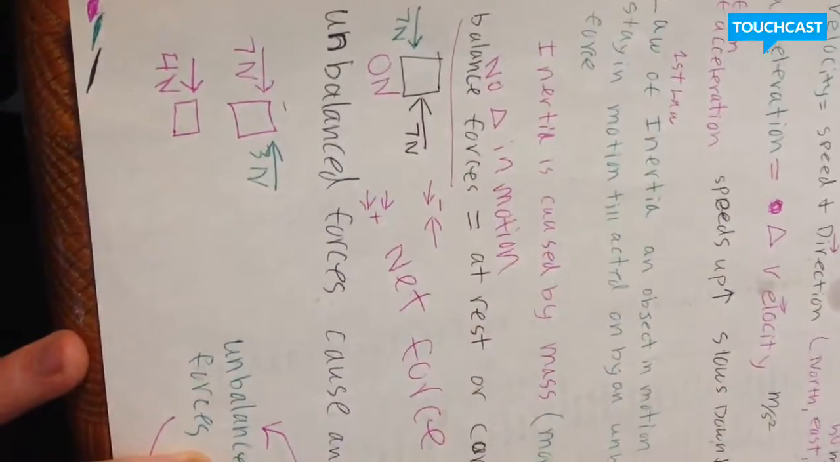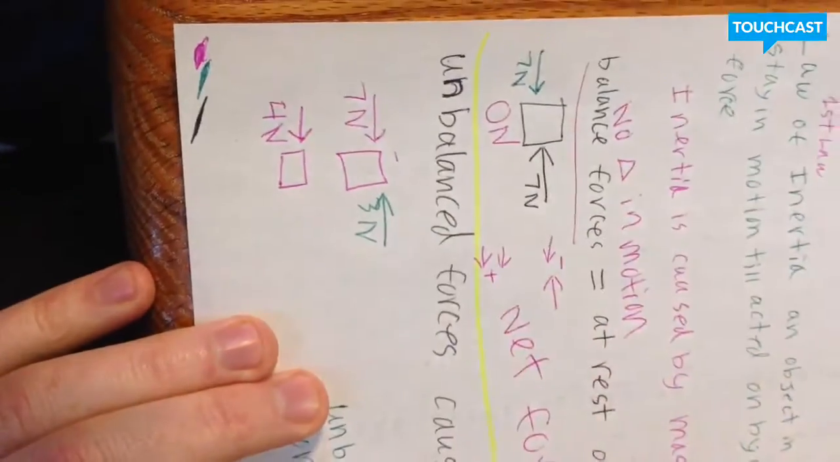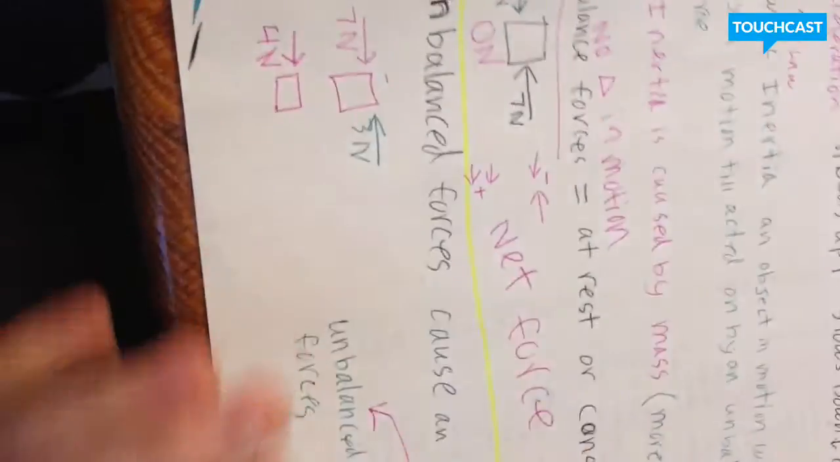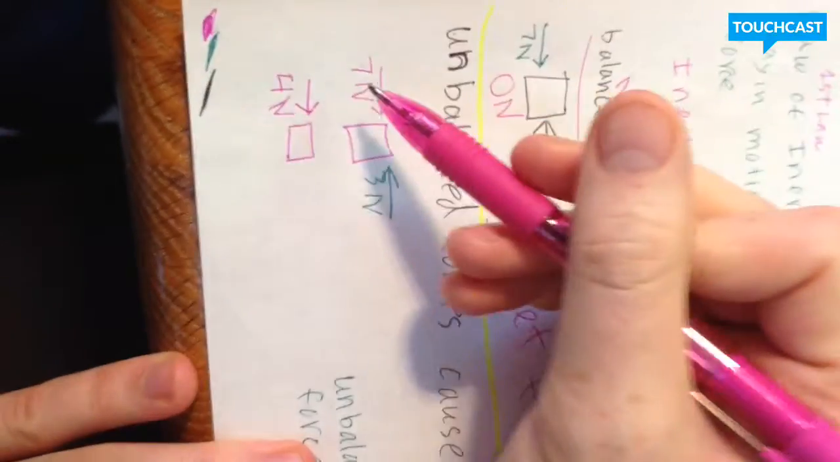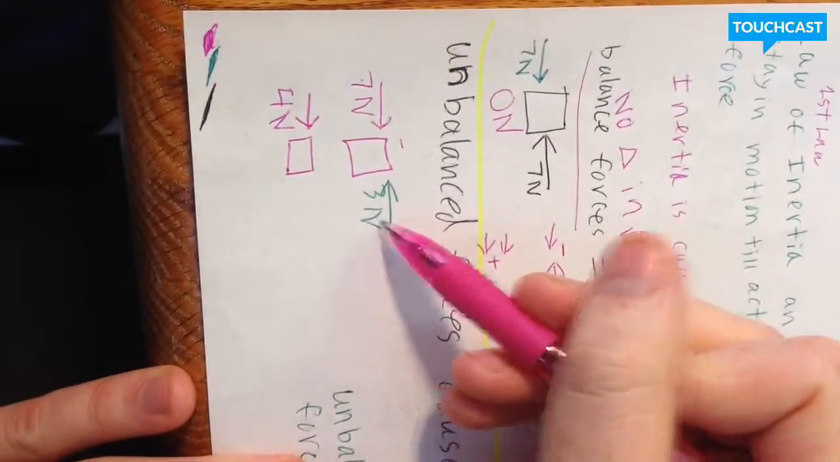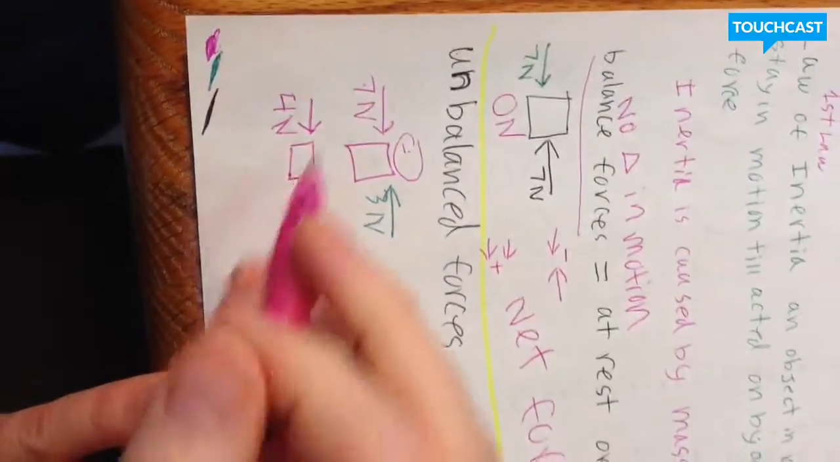Alright, let's go ahead and look down here at our unbalanced forces. So I'm just going to draw a line so we know that this stuff is dealing with unbalanced forces. Let's say you had 7 pushing this way, 3 pushing this way, they're pushing against each other, so you would subtract, leaving you with a net force.